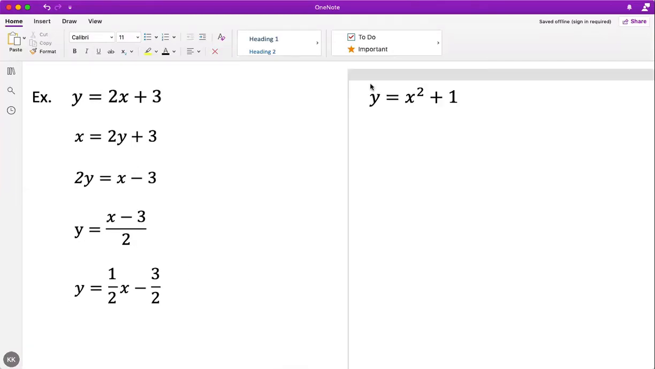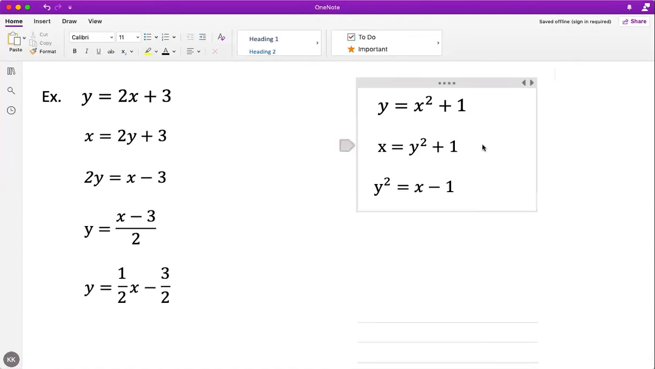For the next question, I have y equals x squared plus 1, and I want to find the inverse for this equation. Based on your intuition, you may notice that this is a quadratic function. If we learn from the previous video on quadratic functions, the inverse is not a function. So how come we could have an expression to write the inverse? Let's investigate how the inverse looks in this situation.